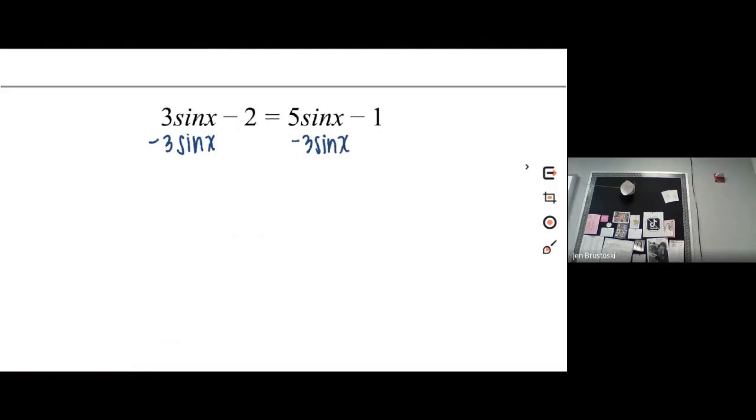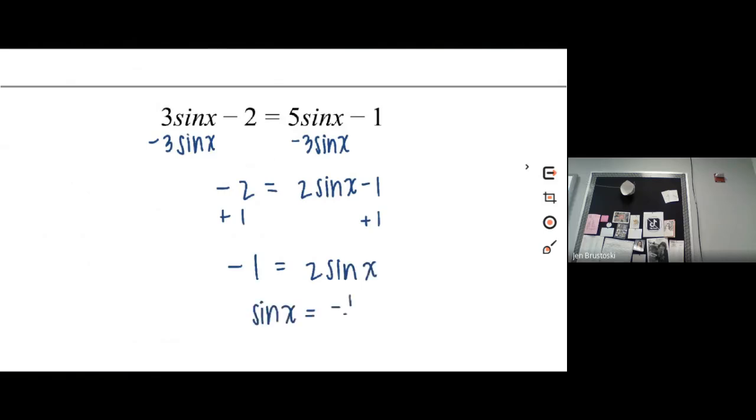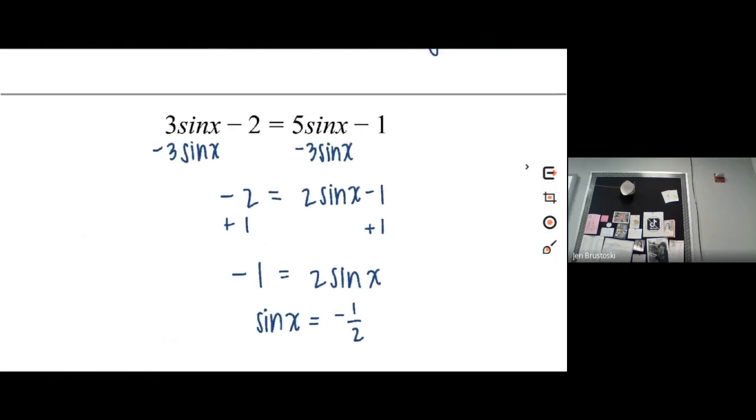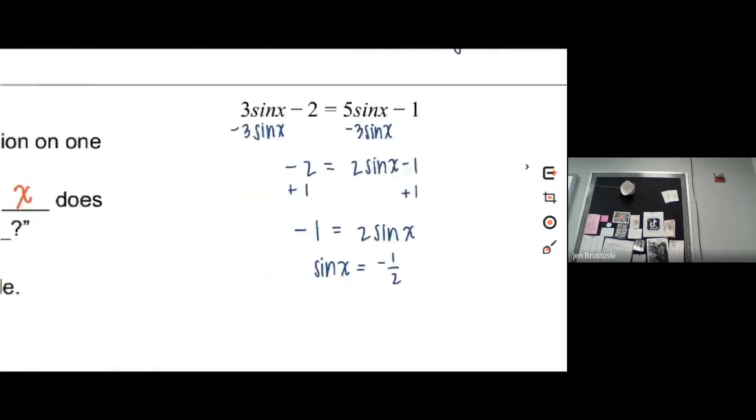So we get -2 equals 2 sine x minus 1. Add 1 to both sides. So we get -1 equals 2 sine x. So then sine x equals -1/2. So our sine is all by itself, and then we have what it equals on the other side. So we are isolated.